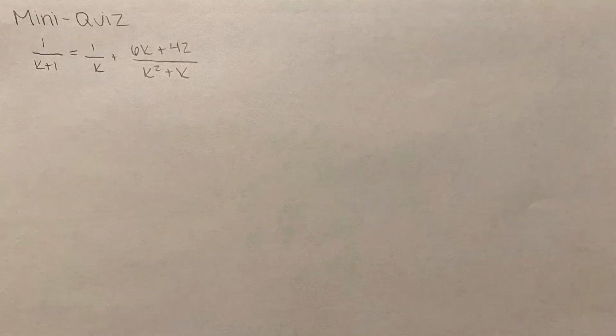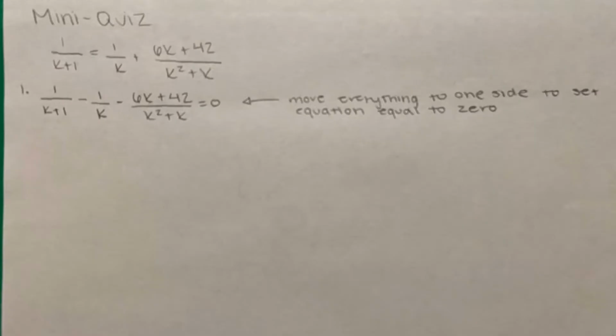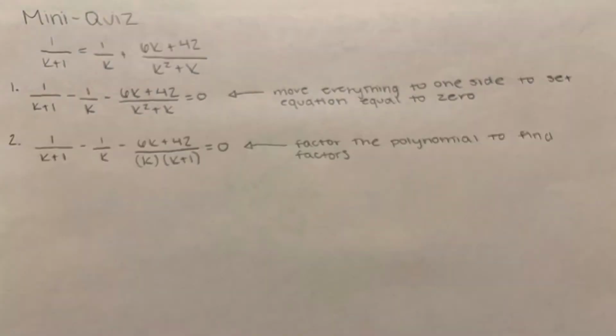Okay, so this is the problem I chose for this mini quiz. So the first step of solving this problem is you want to move everything to one side so you can have the equation set to 0 so you can start canceling things out and combining terms. Next, you want to factor out the polynomial that is in the denominator of one of the terms so you can see what factors you have.